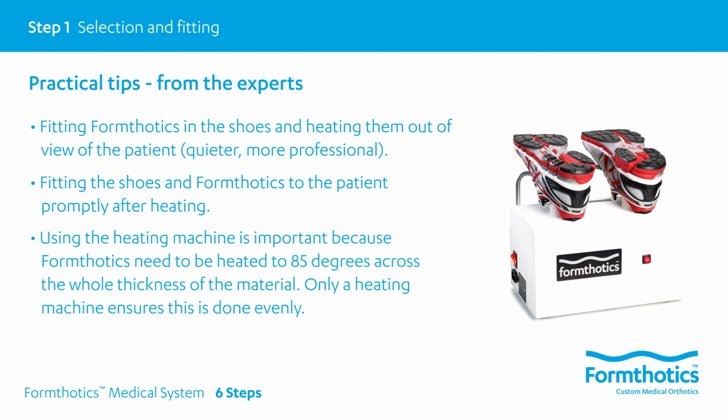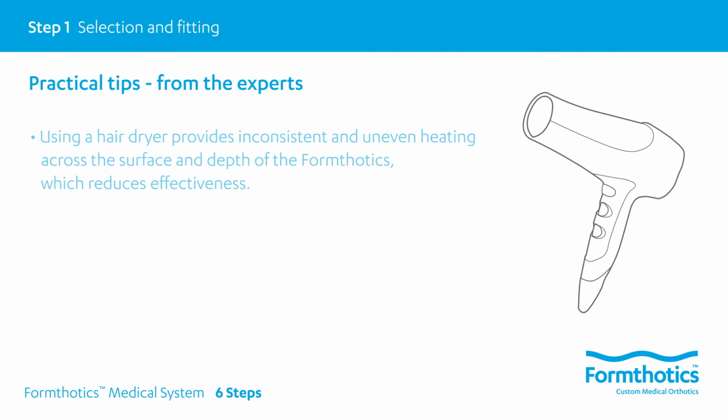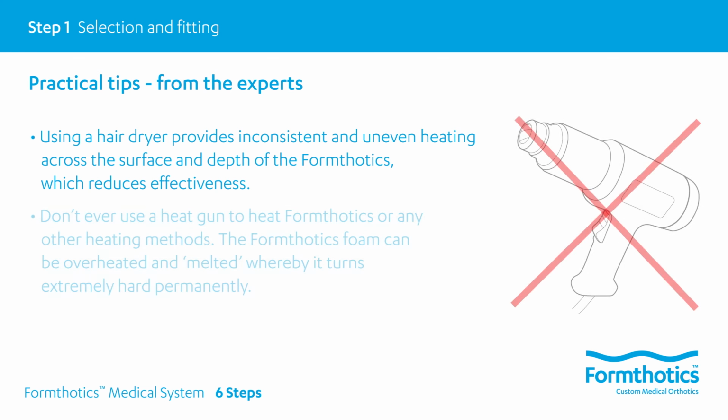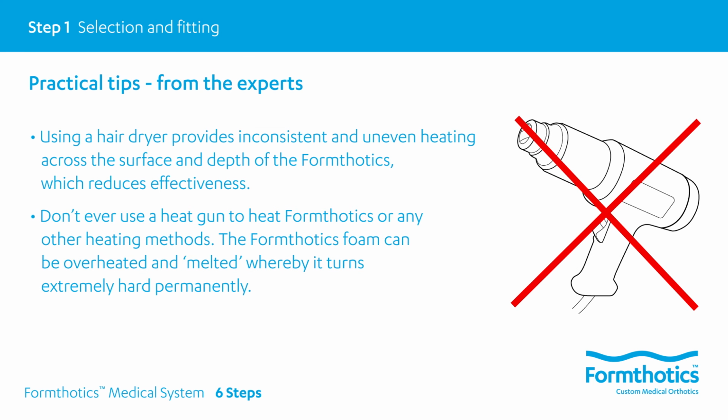Using the heating machine is important because Formthotics need to be heated to 85 degrees across the whole thickness of the material. Only a heating machine ensures this is done evenly. Using a hairdryer provides inconsistent and uneven heating across the surface and depth of the Formthotics, which reduces effectiveness. Don't ever use a heat gun to heat Formthotics or any other heating methods. The Formthotics foam can be overheated and melted, whereby it turns extremely hard permanently.